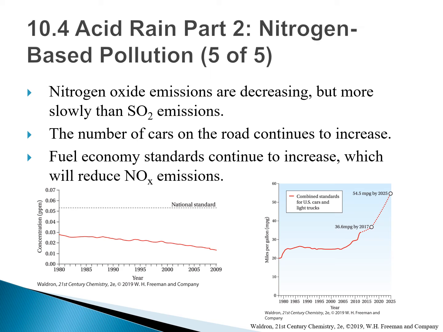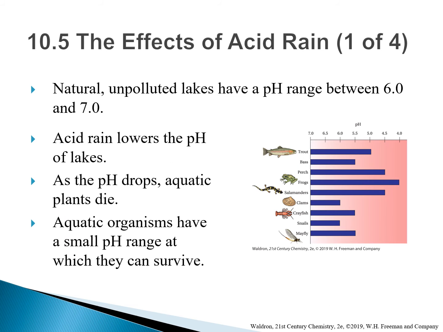The implementation of the catalytic converter has led to decreased nitrogen oxide emissions over the past 30 years. However, nitrogen oxide emissions have decreased more slowly than sulfur dioxide emissions. Although the amount of nitrogen oxide released per car has decreased significantly, the number of cars has increased, and it will continue to increase. The EPA has released new fuel economy standards. This increased fuel efficiency translates into reduced car emissions, which will mean less nitrogen oxide and presumably less acid rain. Natural waters have a limited tolerance for added acid.